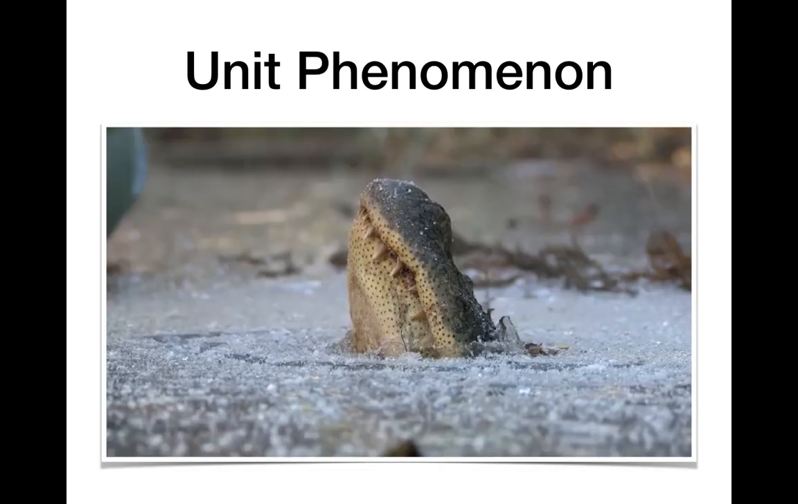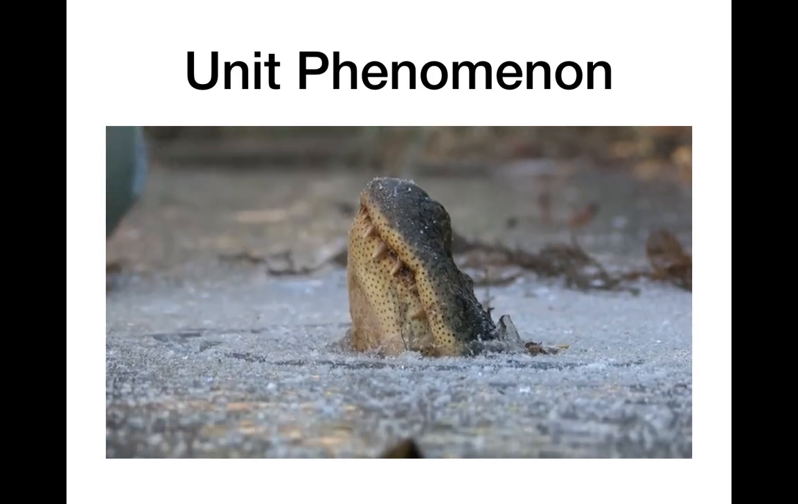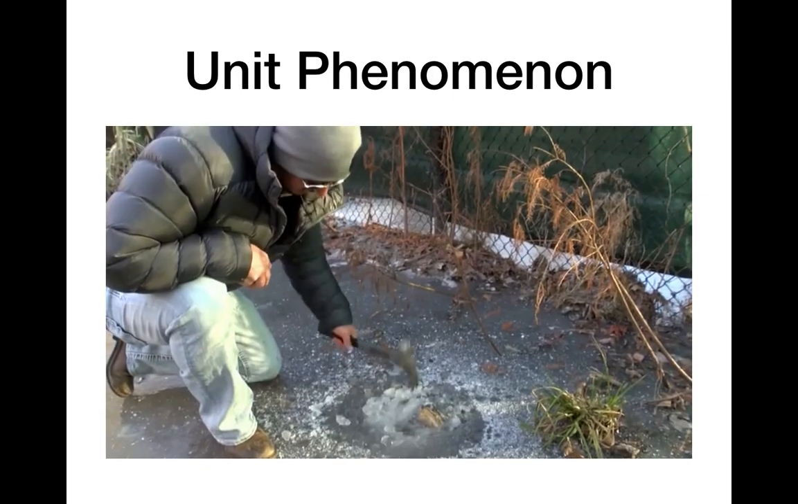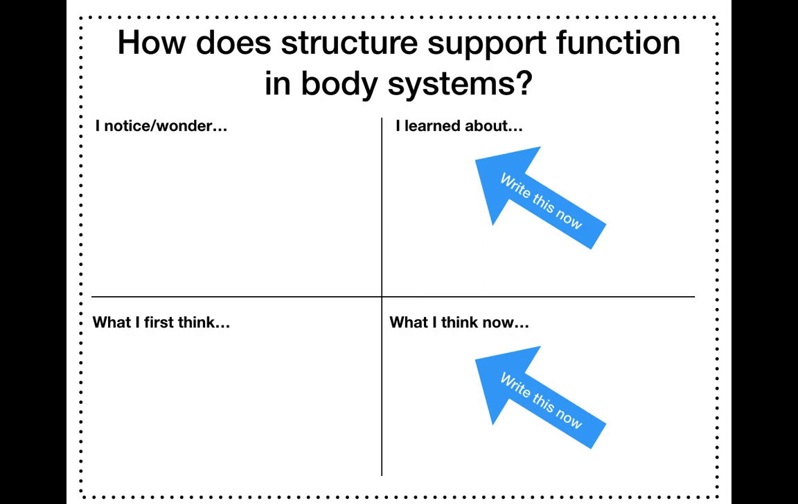We're also at the end of our unit, so think back to our phenomenon about the alligators breathing through the ice in the wintertime. Just give them some space. You should go now to your phenomenon page in your notebook or your online template and fill out these 2 parts: what did you learn about in these 12 lessons of this unit, and what do you now think is the answer to this question? How does structure support function in body systems? You need to fill these 2 out and also upload that to today's lesson page.